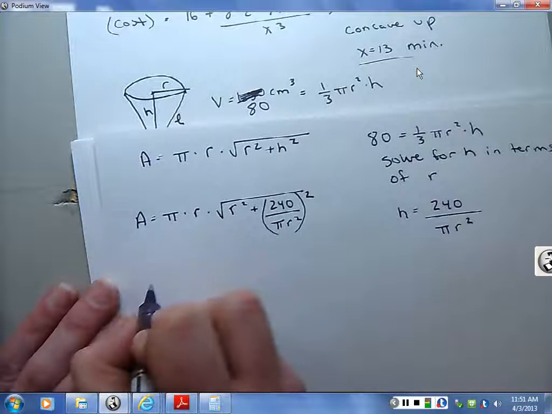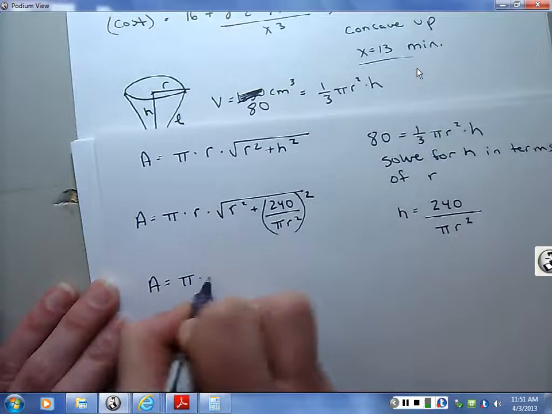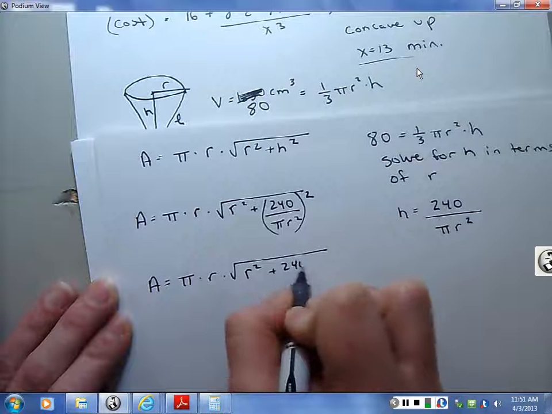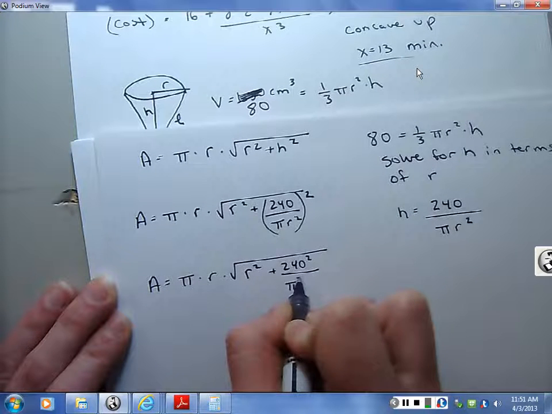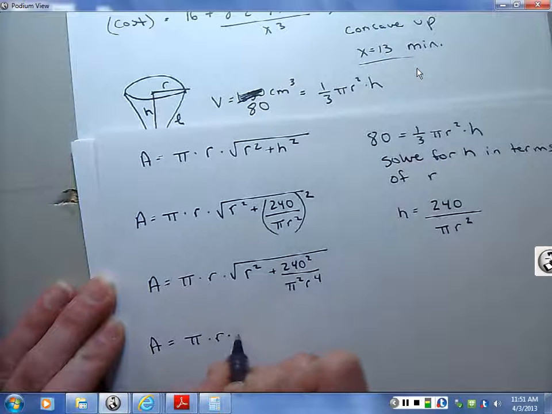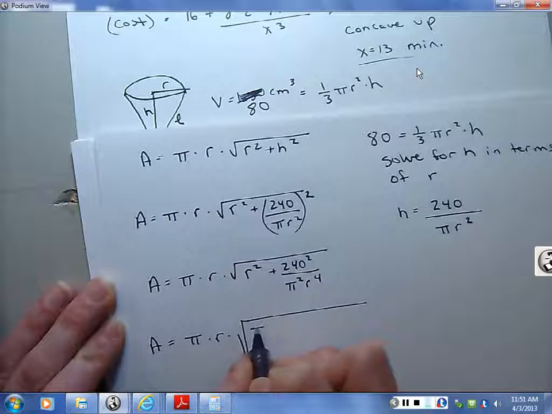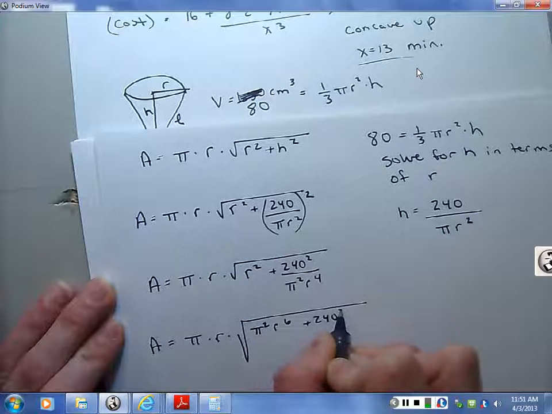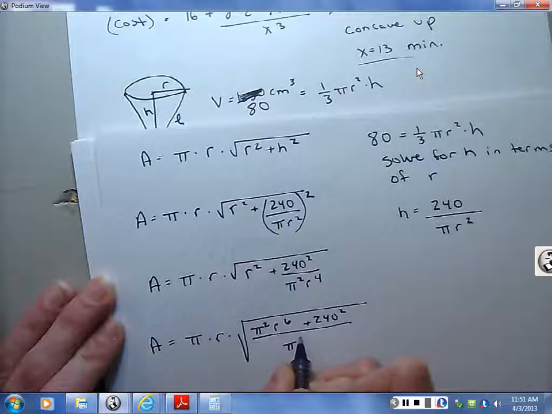So I want to simplify this to differentiate it, and I get R squared plus whatever 240 squared is times pi squared times R to the 4th. So if I find a common denominator under my square root, this would be pi squared R to the 6th plus 240 squared all over pi squared R to the 4th.